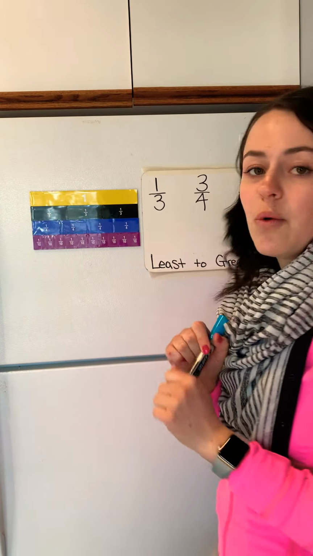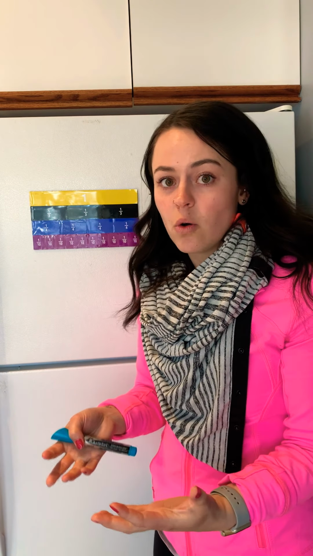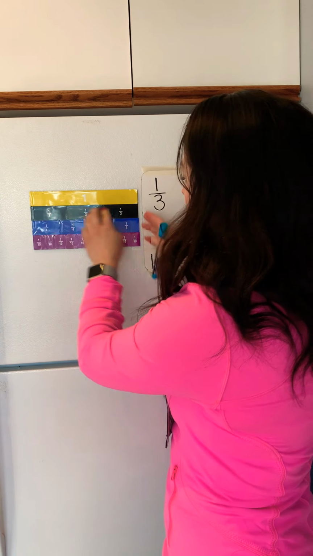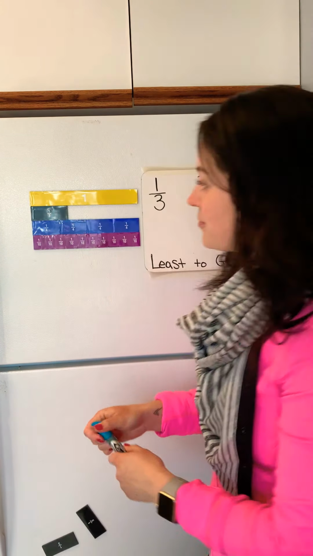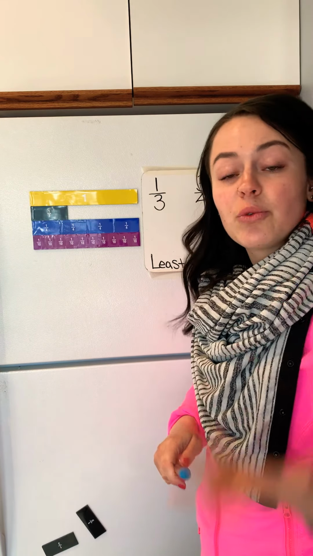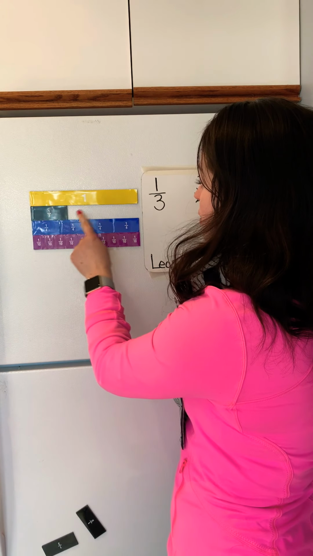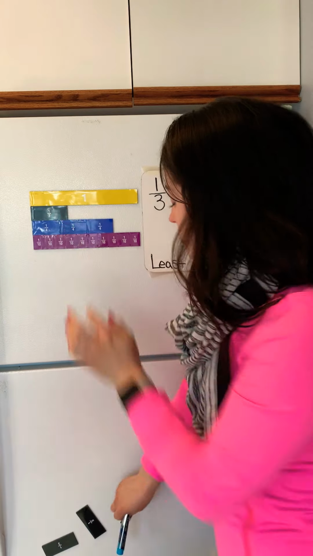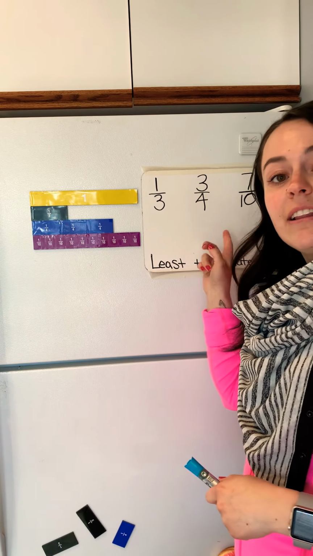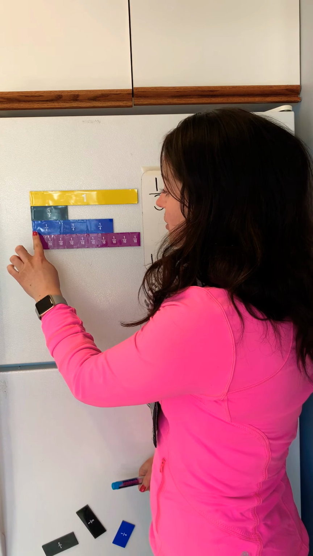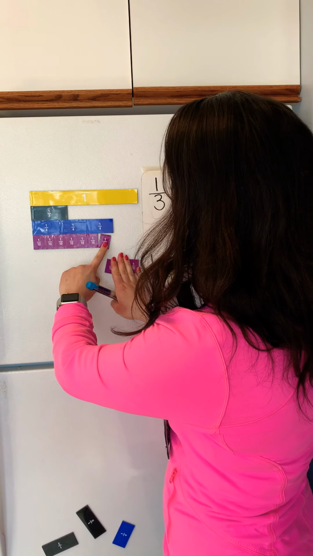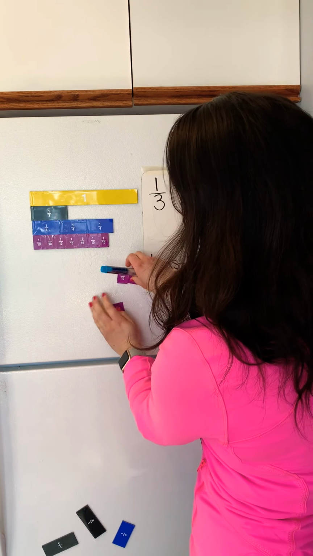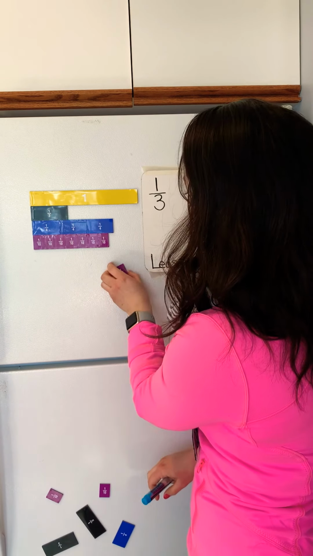First thing I want to do is I want to represent, so create 1/3. So I only need 1, so I can take 2 of these away, the rest of them away, put them down here. Now I need to create 3/4. So 1, 2, 3. I can remove the extra pieces. And the last fraction is 7/10. So I'm going to count 7. 1, 2, 3, 4, 5, 6, 7. And then I'm going to take the rest away. And we'll move them down so we don't get confused here.